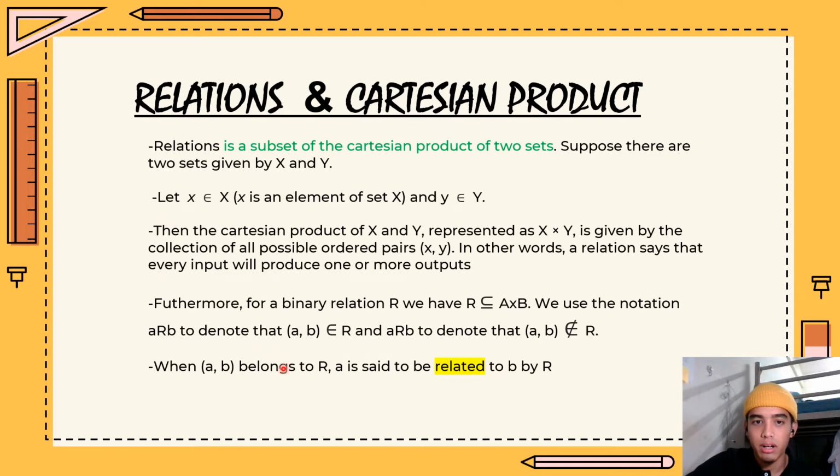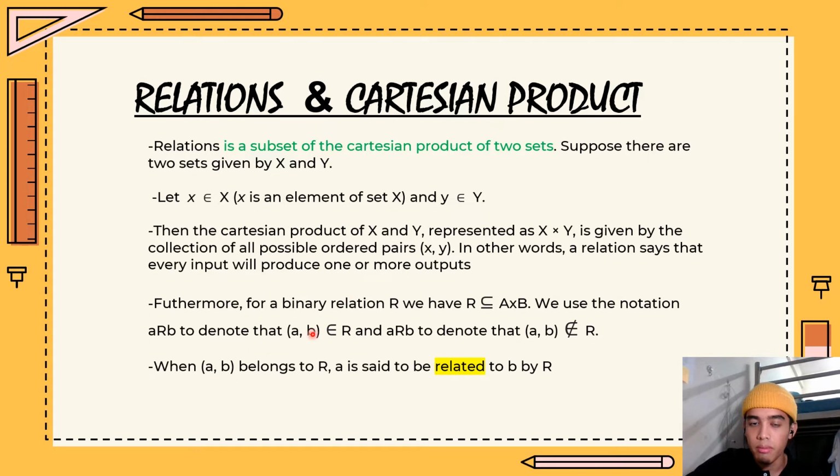Relation and Cartesian product. A relation is a subset of the Cartesian product of two sets. Suppose there are two sets given by X and Y. Let x be an element of set X and y an element of set Y. Then the Cartesian product of X and Y is represented as X cross Y, given by the collection of all possible ordered pairs (x, y). In other words, the relation says that every input will produce one or more outputs.